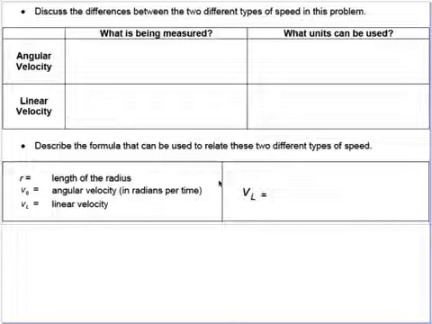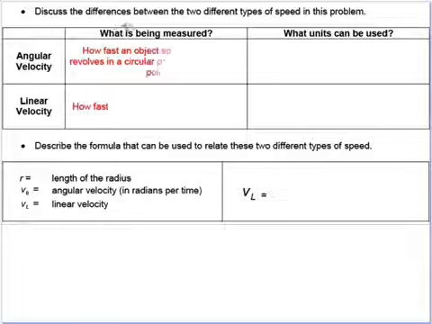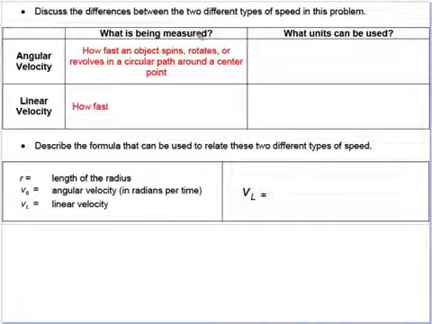All right, hello everybody. This video is about angular and linear velocity, and most of you probably remember from physics and science classes that velocity is basically speed. If you are looking at angular velocity, you are talking about how fast an object spins, rotates, or revolves in a circular path around a center point.